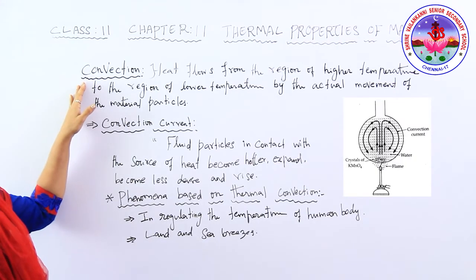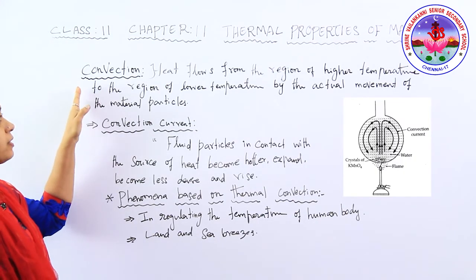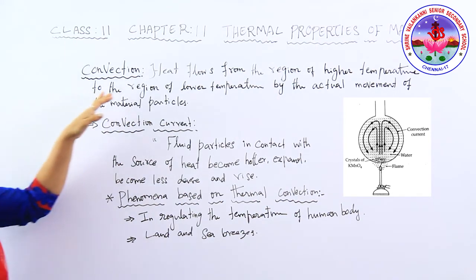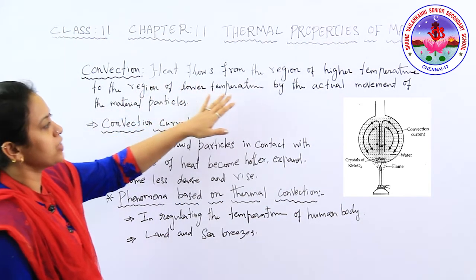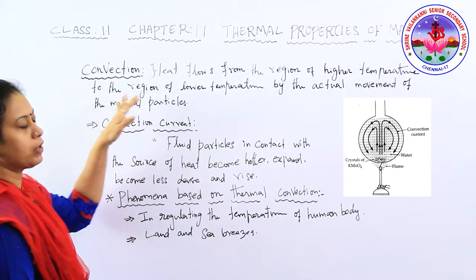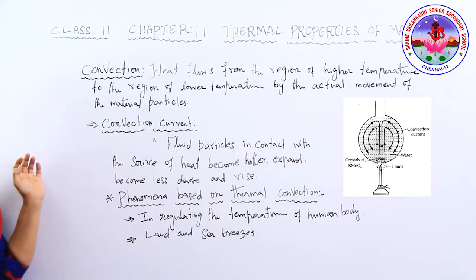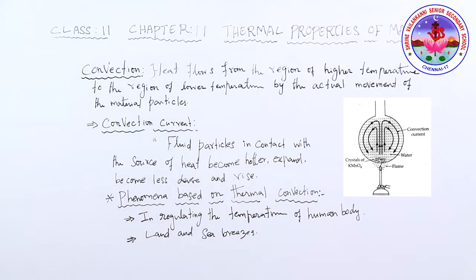Next one is convection. As we discussed about this statement, heat flows from the region of higher temperature to the region of lower temperature by the actual movement of the particles of the material. See the diagram, students. Fluids are heated mainly by the process of convection, in which buoyancy and gravity play the important role.